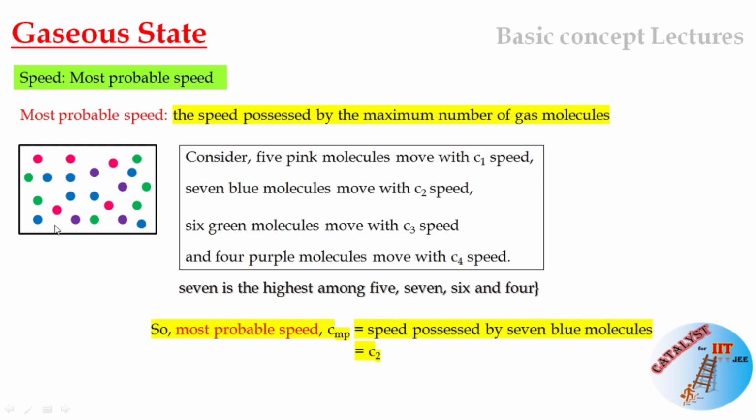So the most probable speed will be the speed possessed by the 7 blue molecules, because 7 is the maximum number of molecules having the same speed. So the most probable speed will be equal to C2, because C2 is the speed possessed by 7 blue molecules, and these 7 molecules are the maximum number of gas molecules having the same speed.